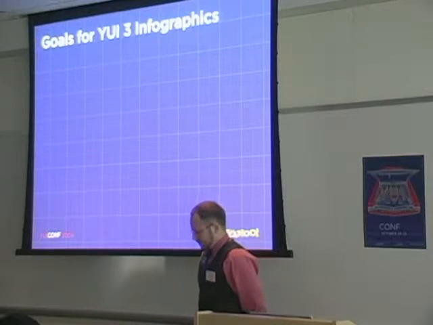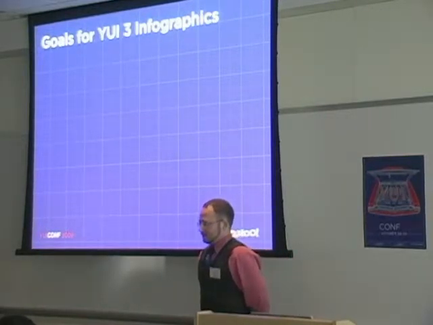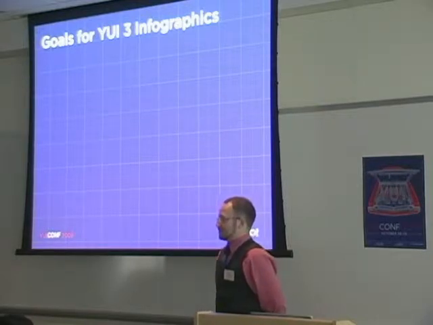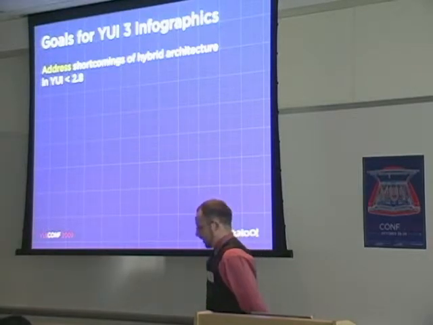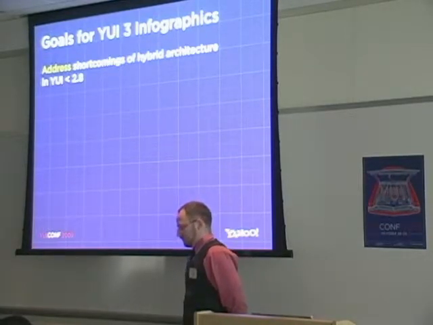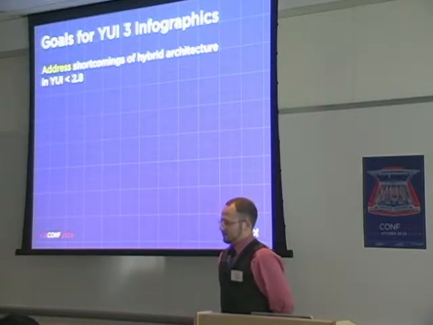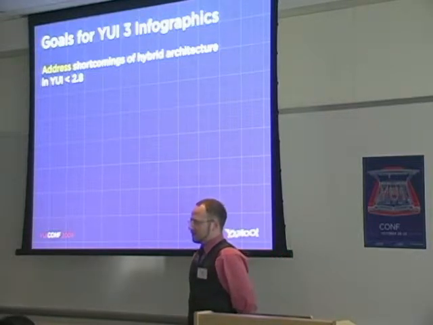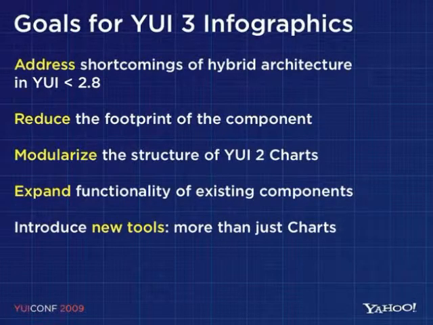Well, one of the primary goals in many projects is to fix the problems of the previous version of the same project, and that's really what we're doing in YUI 2.8 and YUI 3. The next version of the charts is really addressing the shortcomings of the previous component. And if you caught the hybrid talk yesterday, we talked about the shortcomings of the hybrid architecture in previous versions. So dealing with the problems in the hybrid architecture and improving them in the next version is one of the goals.